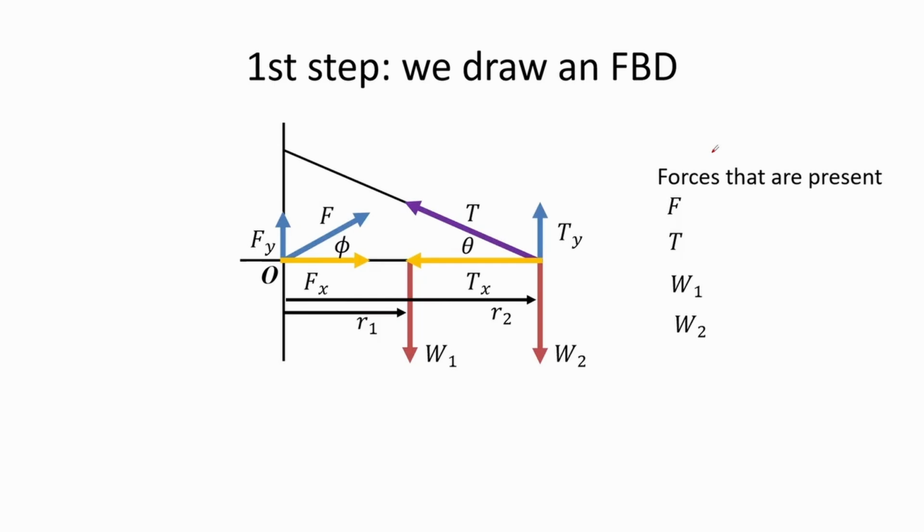First step is to draw an FBD. Here we see the present forces, which are the force F with its components Fx and Fy. Fx is the force exerted by the wall onto the rod. We also have the tension T and its components Tx and Ty. We also have the weights W1 for the rod, which has a mass of 4 kg, and W2, which has a mass of 20 kg.